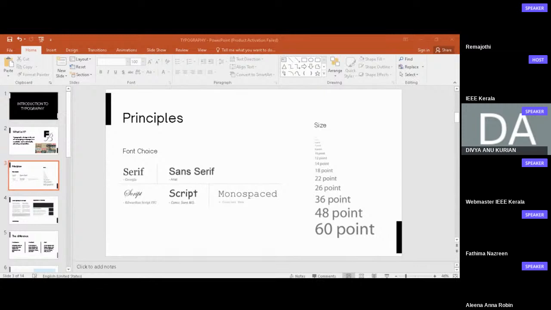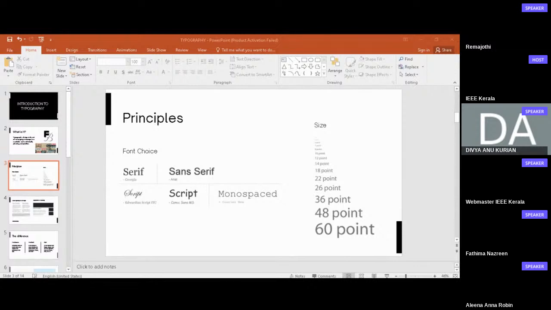Over here on the right side, I've mentioned the size. That's the second basic principle. For this, you need to know what kind of audience you'll be targeting. So you need to know what it's for, what the context is, who the audience is, and if there are children or if there are old people, you need the size of the font or the type of the font to depend on them.